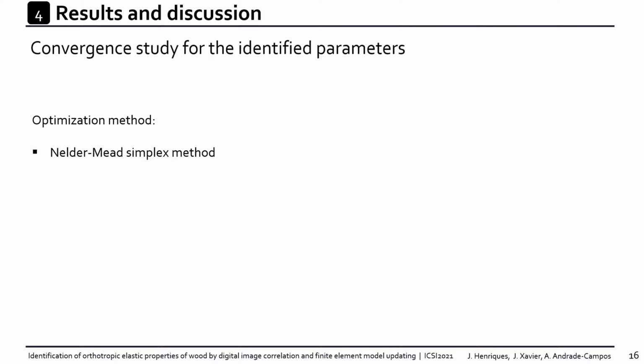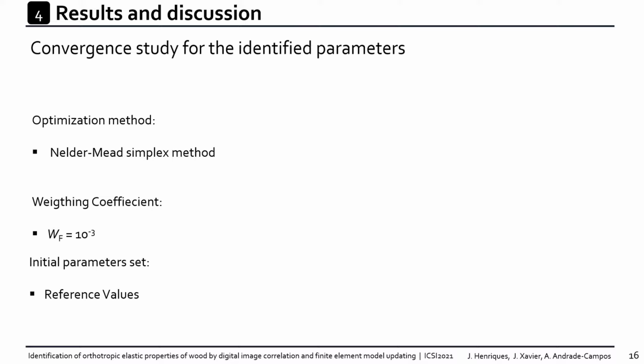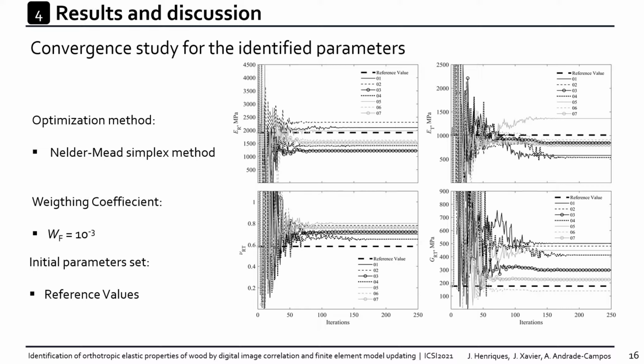The optimization method used is the Nelder-Mead simplex method, which is a simple direct search algorithm. Here, a simplex is generated beginning with as many vertices as the number of variables plus 1. Then, a sequence of transformations is made with the goal of minimizing the objective function value at its vertices. The initial set of material parameters are considered reference values, and the WF used is 10 to the power of minus 3.